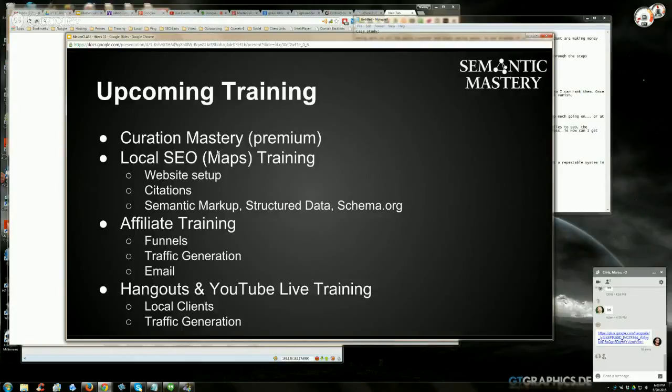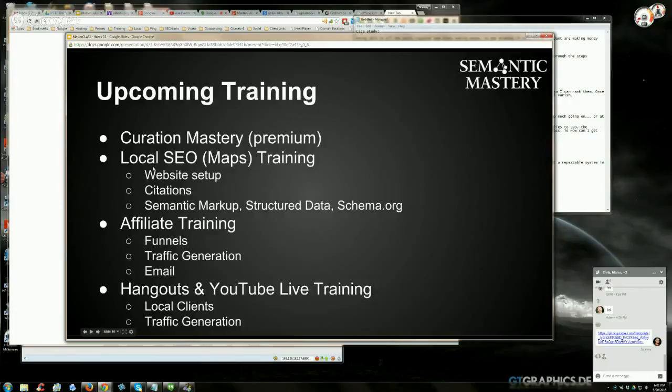That wouldn't be fair. It would be too conceptual and not enough mechanics, right? We want to teach the mechanics of it too. So I'm going to teach on local SEO, maps training for both lead gen and for clients. It works for both. And that's for setting up websites that are optimized for local search, citations, semantic markup, structured data, schema.org, that sort of thing, and ranking for maps. Okay? So hopefully you guys are going to be excited about that.